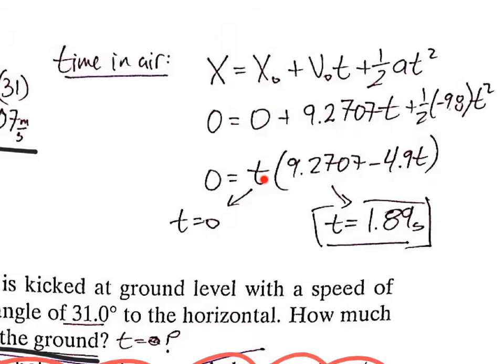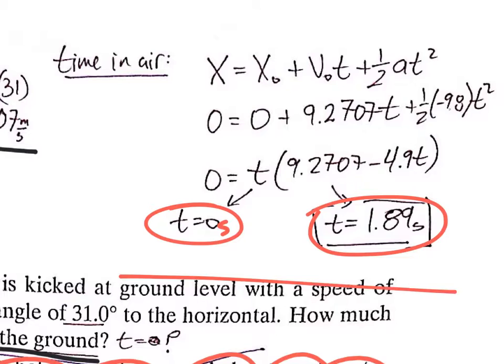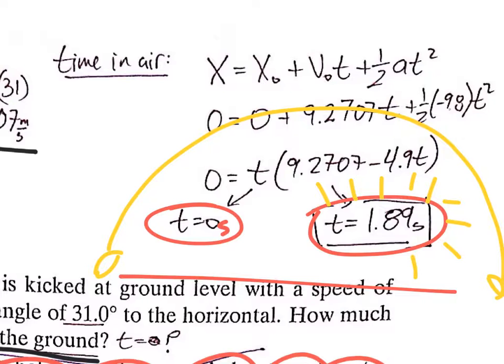So what I've done is factored out a t, and we end up with two answers, one of which is t equals 0, one of which is t equals 1.89. That's 0 seconds and 1.89 seconds. So it makes sense that 0 seconds is when the ball starts. Here's our football. When the ball starts on the ground, and 1.89 seconds is when it lands on the ground. So this is the answer we are looking for that the question's asking.